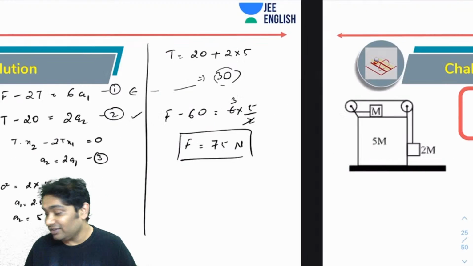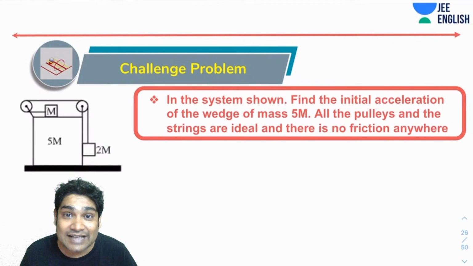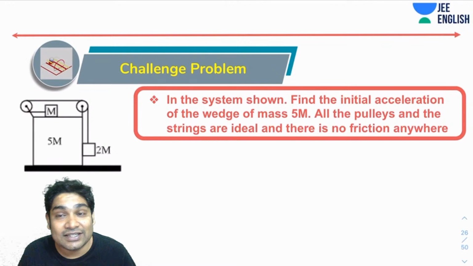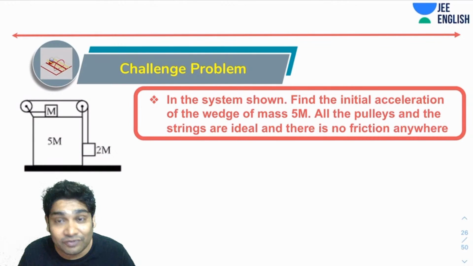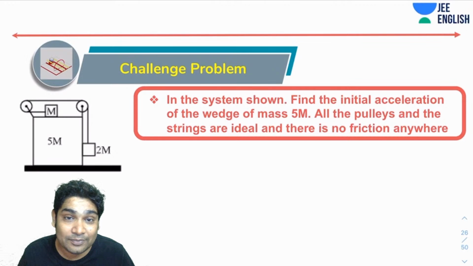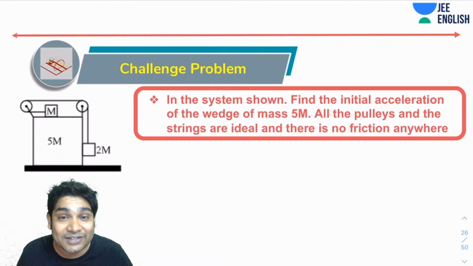Alright. So now this is a challenge problem. This you can try later. Consider this to be your homework. In the situation shown, you have to find the initial acceleration of the wedge of mass 5m. All the pulleys and the strings are ideal and there is no friction anywhere. So when this system is released from rest, what would be the acceleration of the 5m block?